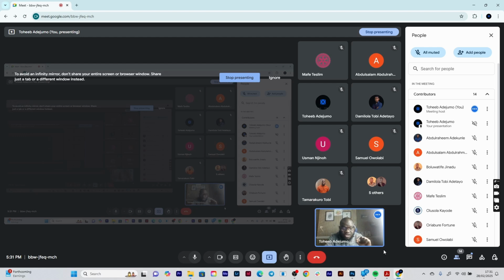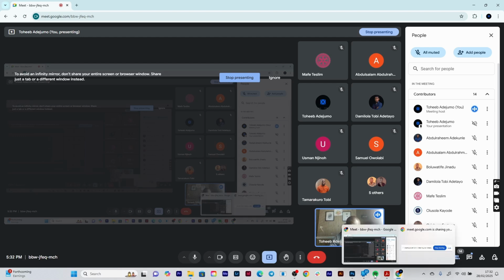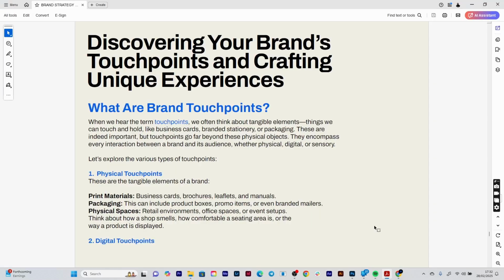The logo that you create is a brand touch point, not the mock-up. The logo itself is a touch point. So what is a brand touch point, and what are the types of brand touch points that you and I need to know and understand? And how are we going to look at it and make it come to life? Let's look at it. We'll start from the definition of touch points.